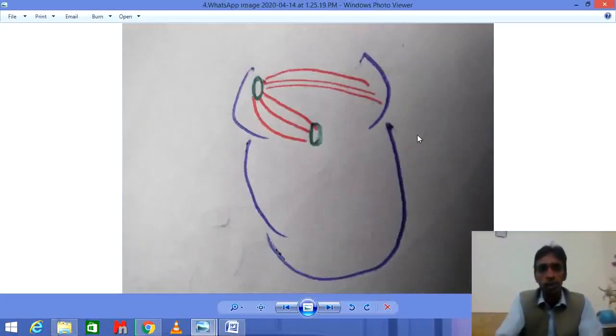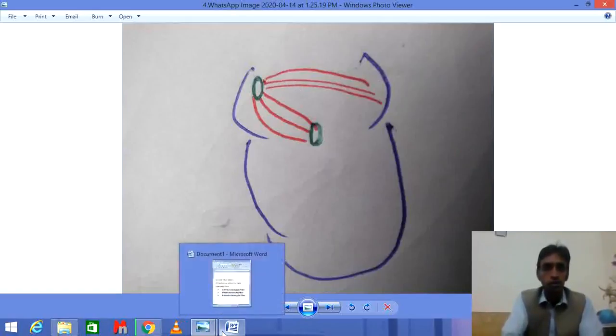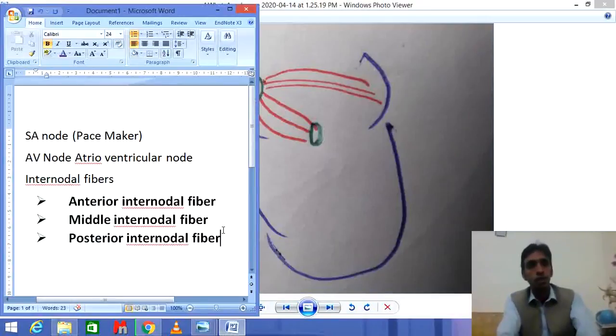Now coming to the next diagram. In this diagram, you can see the SA node. From the SA node, some other fibers also arise to the left atrium, and these fibers are called Bachmann's fibers.